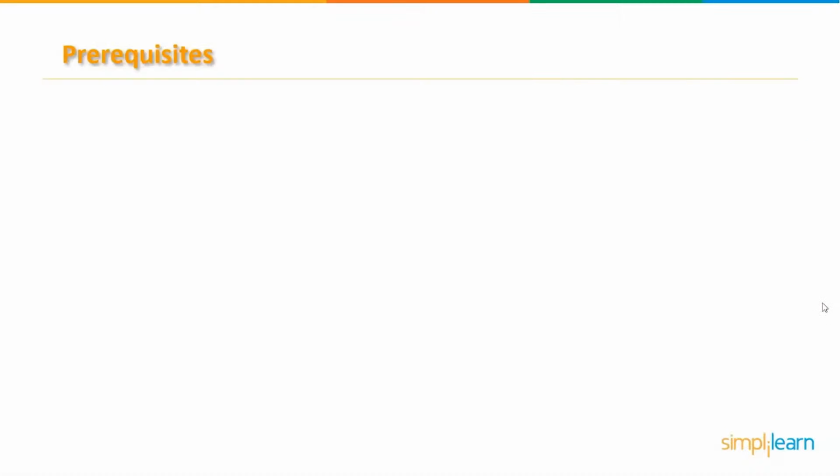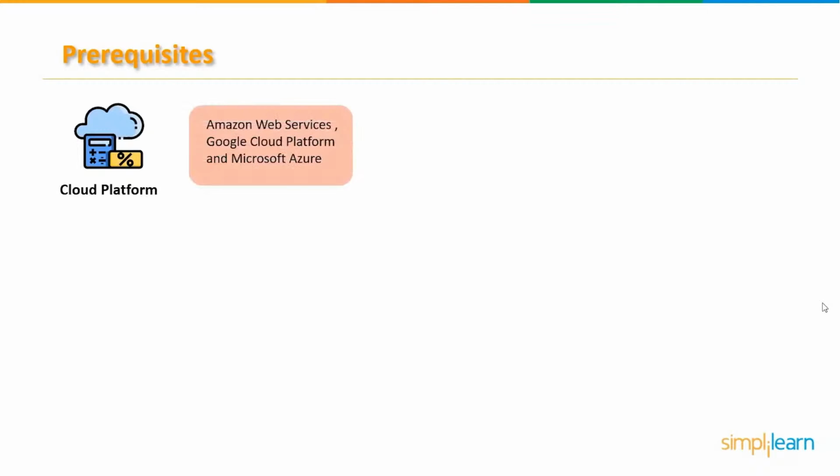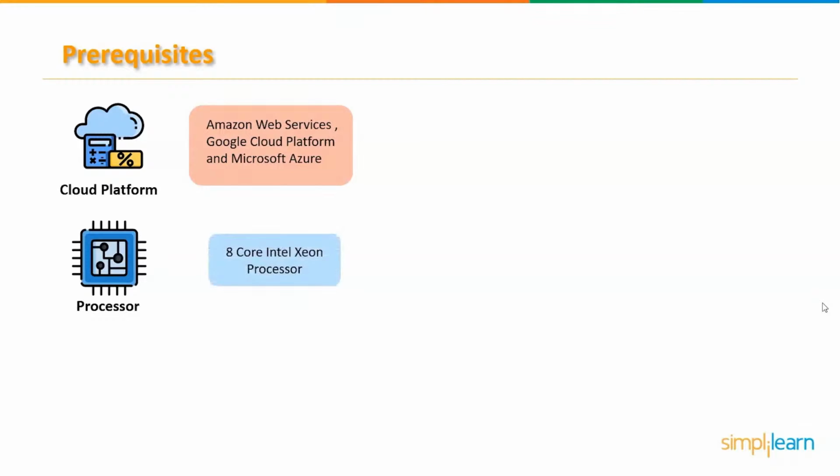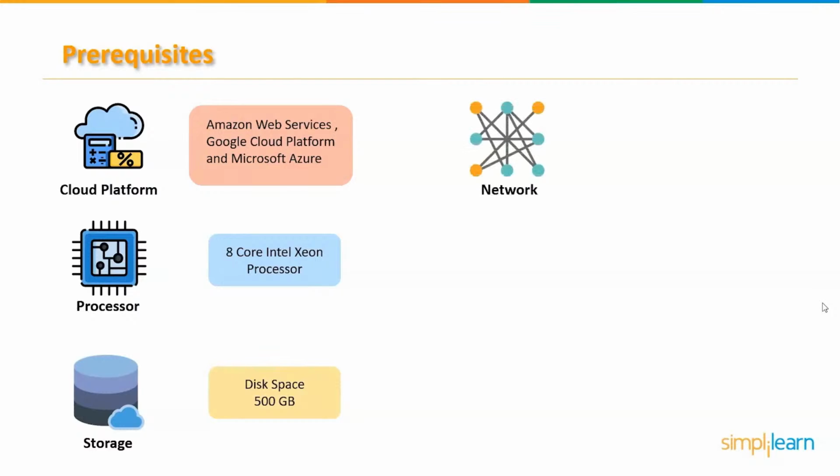Prerequisite: Enterprise Control Room requires a server-level machine to be installed. The server can be a physical machine in your data center or a cloud platform instance. Cloud platforms like Amazon Web Services, Google Cloud Platform, and Microsoft Azure. The device should have a processor of 8-core Intel Xeon processor. It should have storage disk space of at least 500 GB and network of 1 gigabit Ethernet.